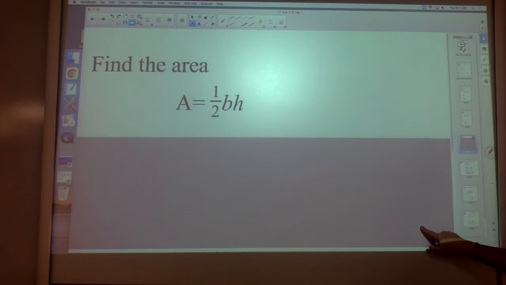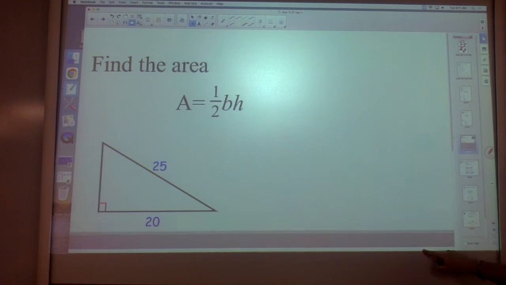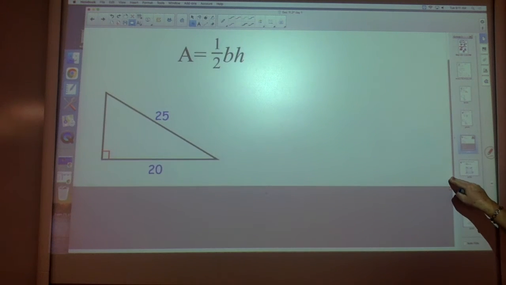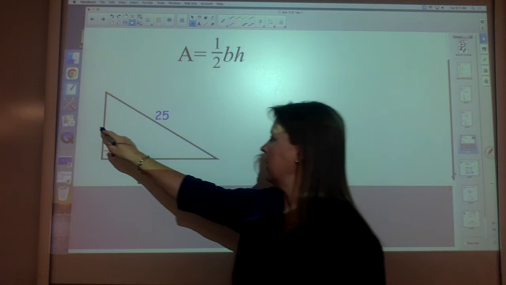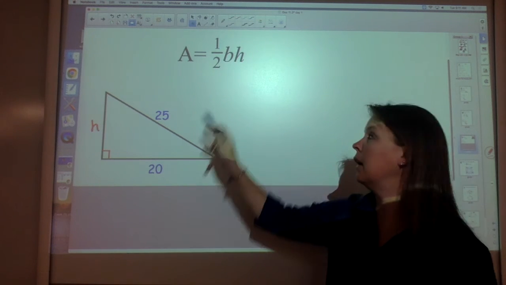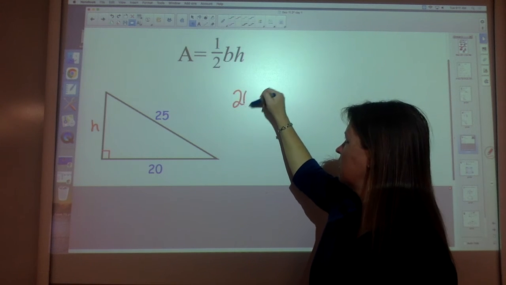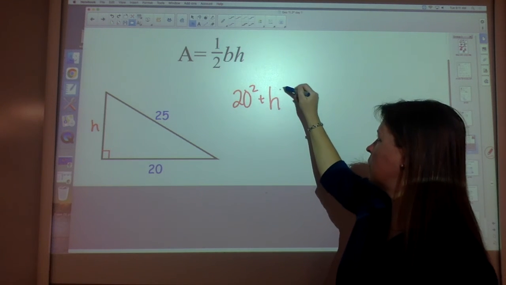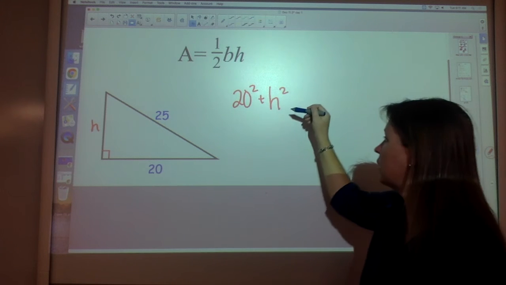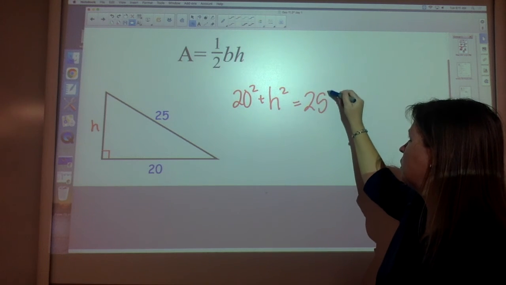Next up, find the area of that triangle. You've got a base and you have a hypotenuse, but you don't have a height. Looking for the height. You need the height to be able to do the triangle. So we're going to have to do a squared plus b squared, but noticing I'm calling it h right away so that I know what I'm looking for, equals c squared.